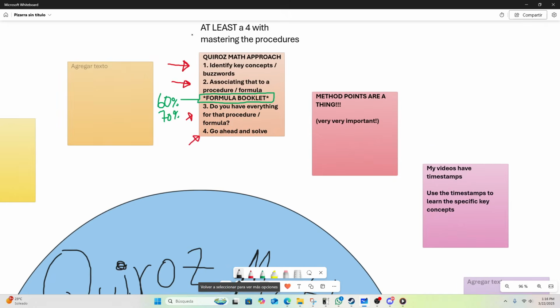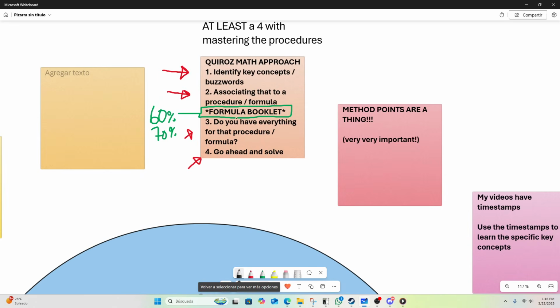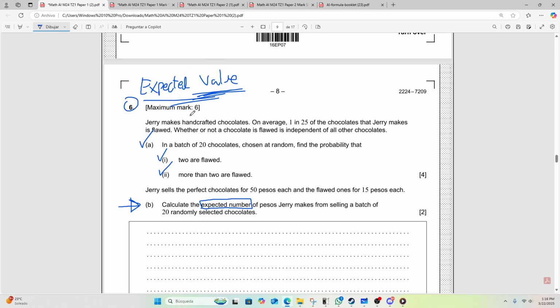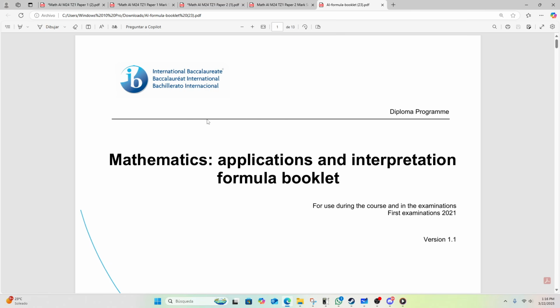So, what are the key concepts and buzzwords and procedures and formulas that we have to establish? I mentioned earlier that around 60 or 70% of it is just in the formula booklet. So let's start in the formula booklet. Let's review the entire formula booklet. And if there's anything that is not in the formula booklet that I feel like you should really know, I'm going to show it in paper 1, paper 2 specifically.